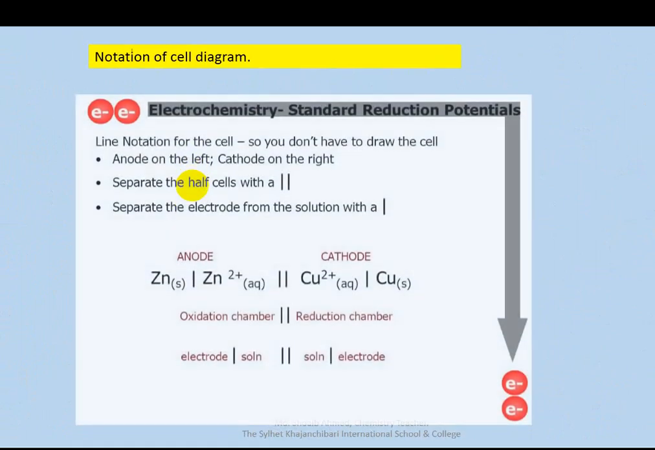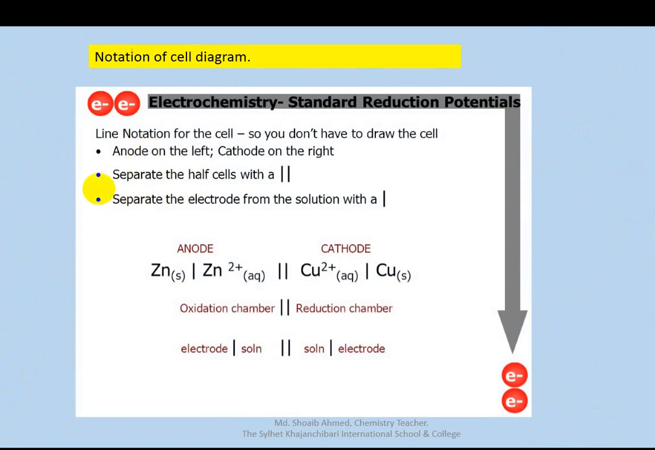Notation of a cell diagram. In a cell diagram, we write the anode on the left hand side and the cathode on the right hand side. In the anode direction, the oxidation direction, we put it on the left hand side, and in the reduction direction we put it on the right hand side. We separate the two half cells by a double bar. This is the anode, oxidation half cell, and this is the reduction half cell.